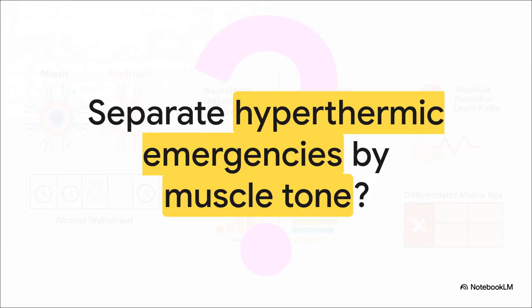I want to leave you with this final provocative thought to test your newly built diagnostic architecture. If receptor neurochemistry perfectly maps to these clinical toxidromes, how quickly can you now instinctively separate overlapping hyperthermic emergencies based purely on muscle tone? When you truly master these receptor loops and reflex arcs, you aren't just memorizing a textbook picture, you're instinctively understanding the mechanics beneath it.